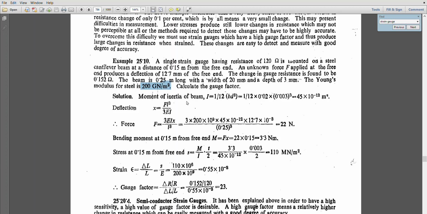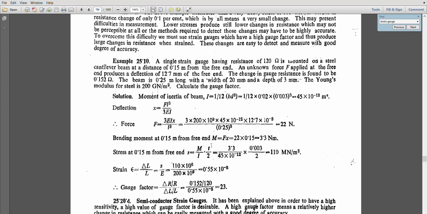So you need to determine the force, right? X is given, the deflection is given as 12.7 into 10 power minus 3 meters, which results in 22 newtons. The bending moment is at 0.15 meters from the free end. So I know the distance, and I know the force. Force into distance is my moment, which gives the Newton meter, so 3.3 Newton meter.